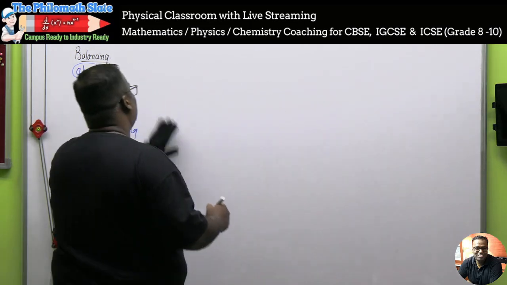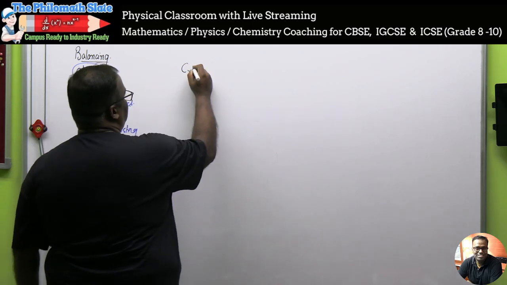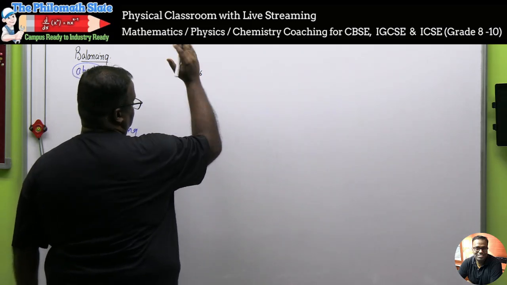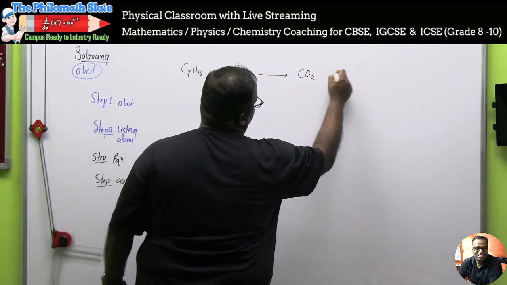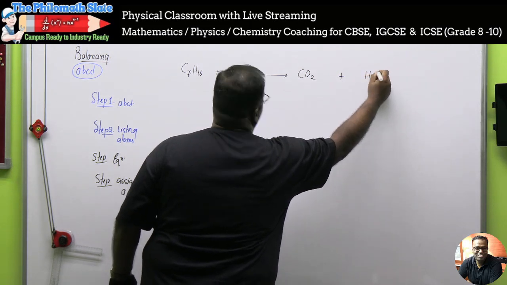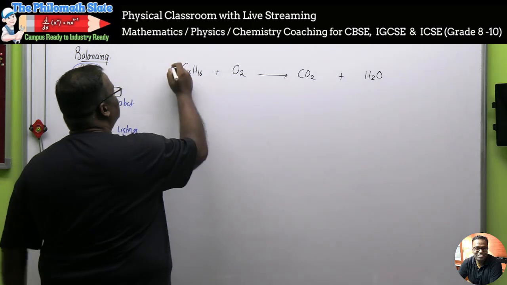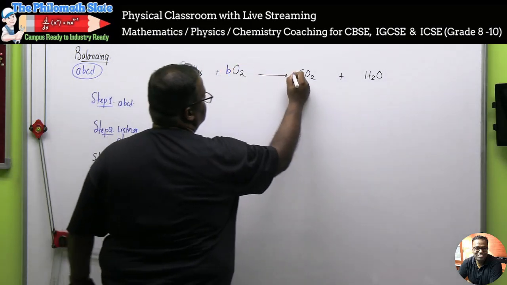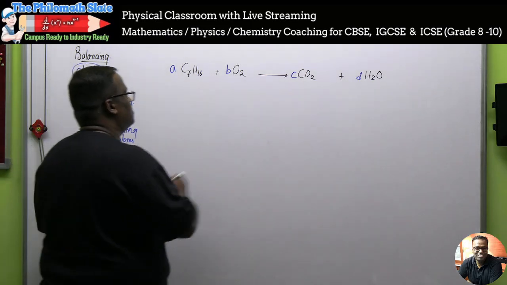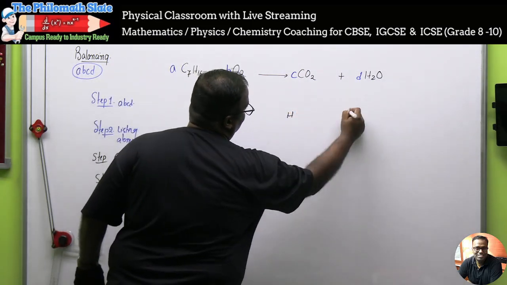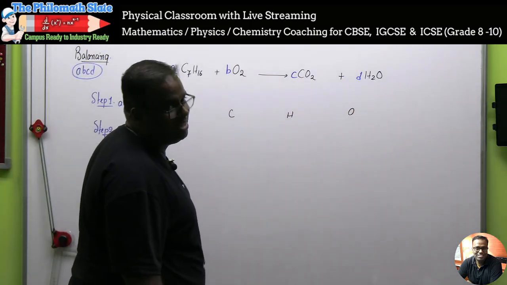This time we are going to burn a hydrocarbon whose name is heptane. Heptane means 7, C7H16. It reacts with oxygen to give you carbon dioxide plus water. Let us balance this equation. Step number 1 is all about writing the equation. Step number 2 is listing the atoms: carbon, hydrogen, oxygen. I don't see any other atom. Step number 3, making the equations.